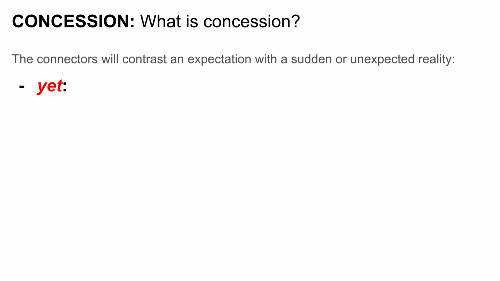However, when we look at the function of the transitions, the subordinators, the prepositions, basically the connectors, we see that they're basically contrasting an expectation with a sudden or unexpected reality. So, for example, you might be familiar with the coordinating conjunction yet. The function of yet is to contrast an expectation with a sudden or unexpected reality.